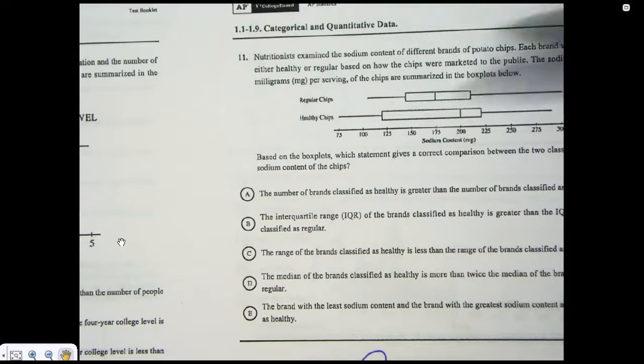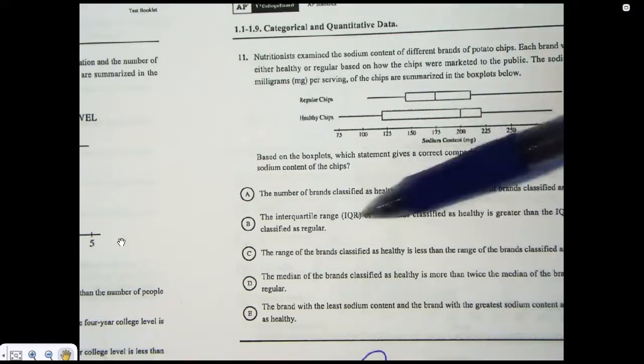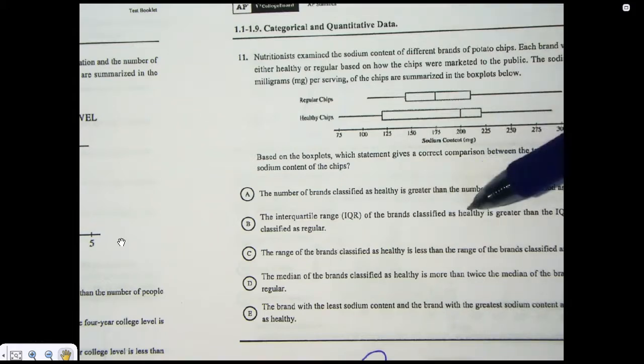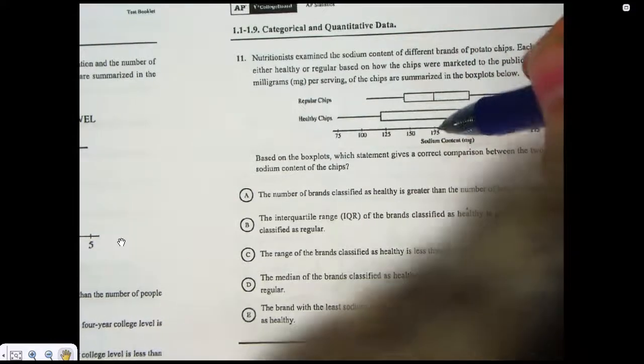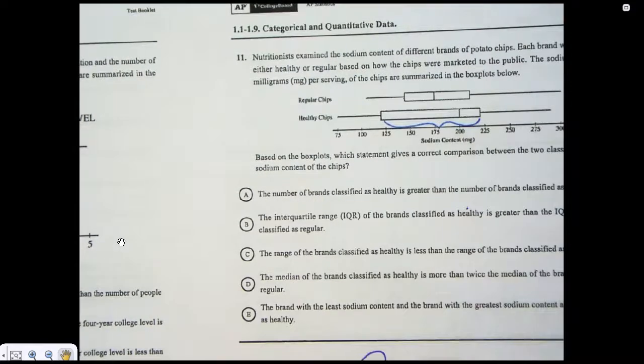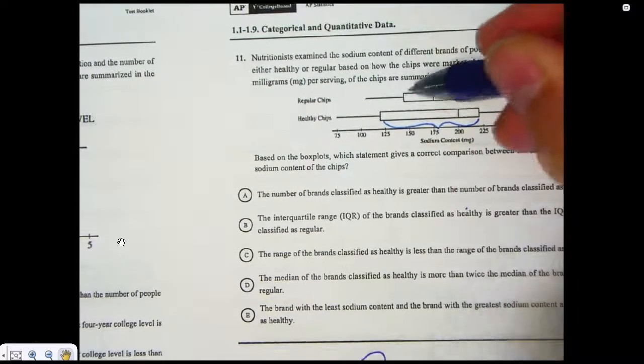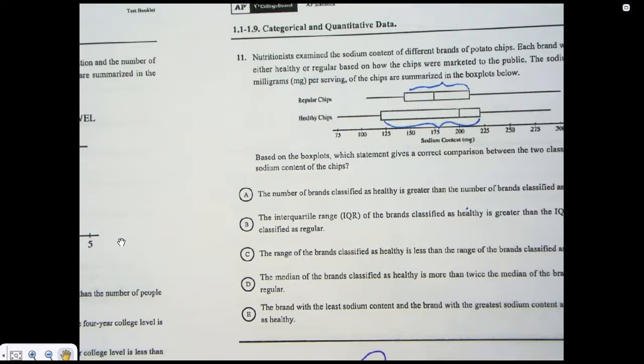Number 11. So again, we're comparing box plots here. We got regular chips, healthy chips. If I jump to B, the correct answer, the IQR of healthy is greater than the IQR of regular. So again, the IQR is Q3 minus Q1. It is the size of your box. It is that distance. And it is definitely bigger in the healthy chips than it is in the regular.